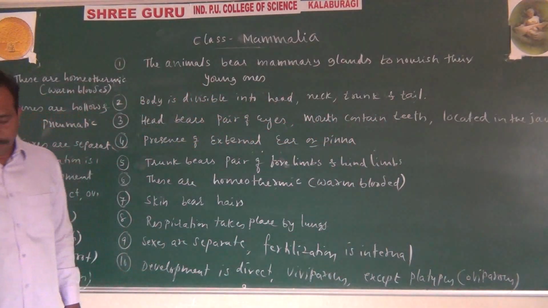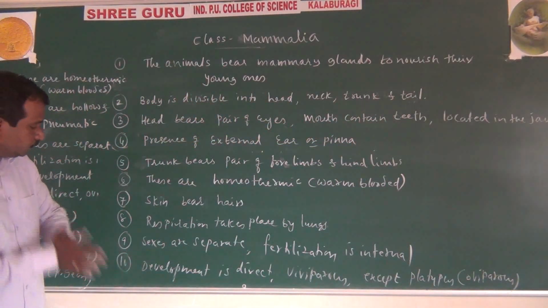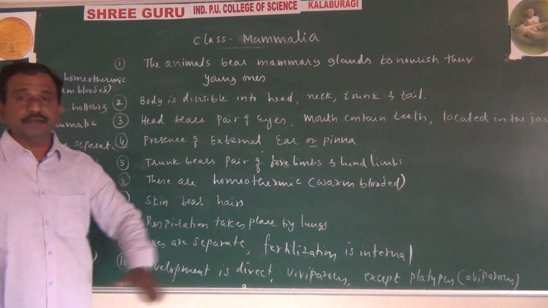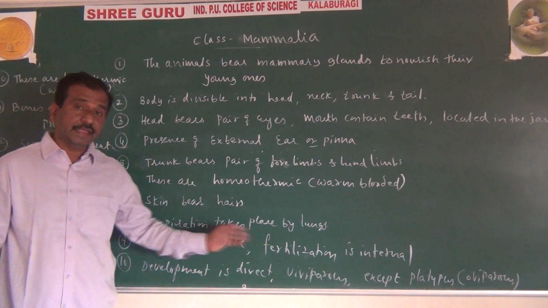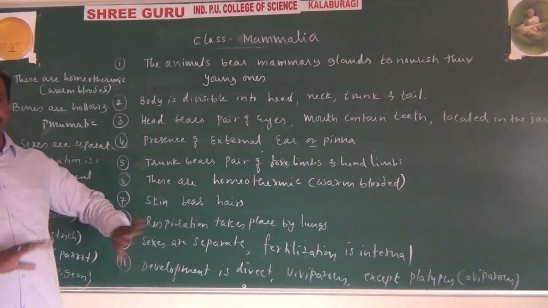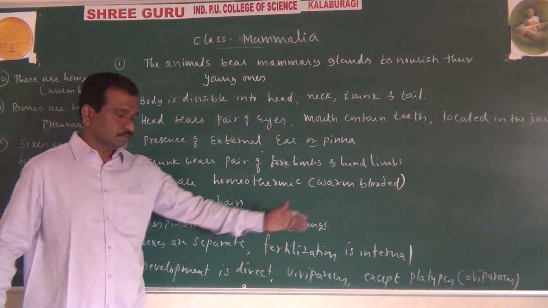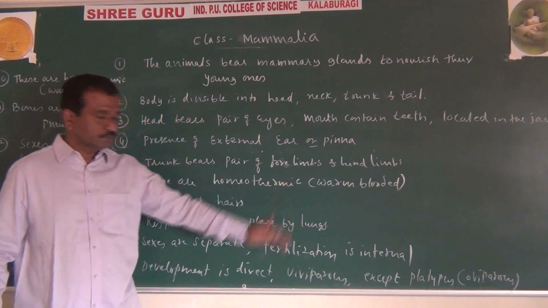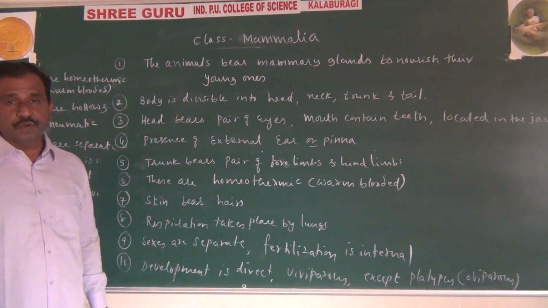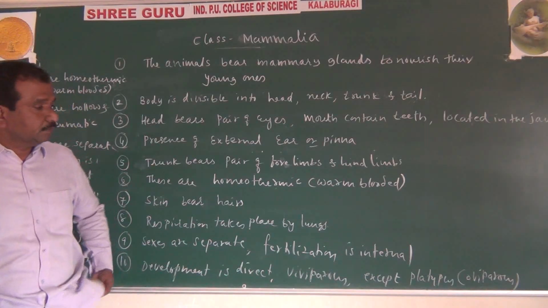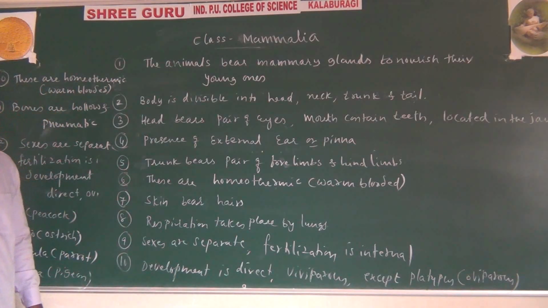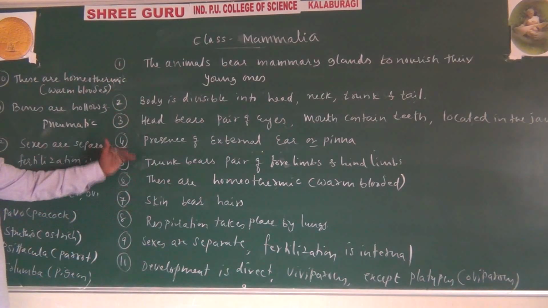So now here we have to see the unique features. Development is direct. Viviparous, and the one normally produced in the egg. The majority of them are viviparous except platypus, which is considered oviparous. Oviparous means egg laying, and we call it the duck-billed platypus. So in this way we have studied the mammalian characters.